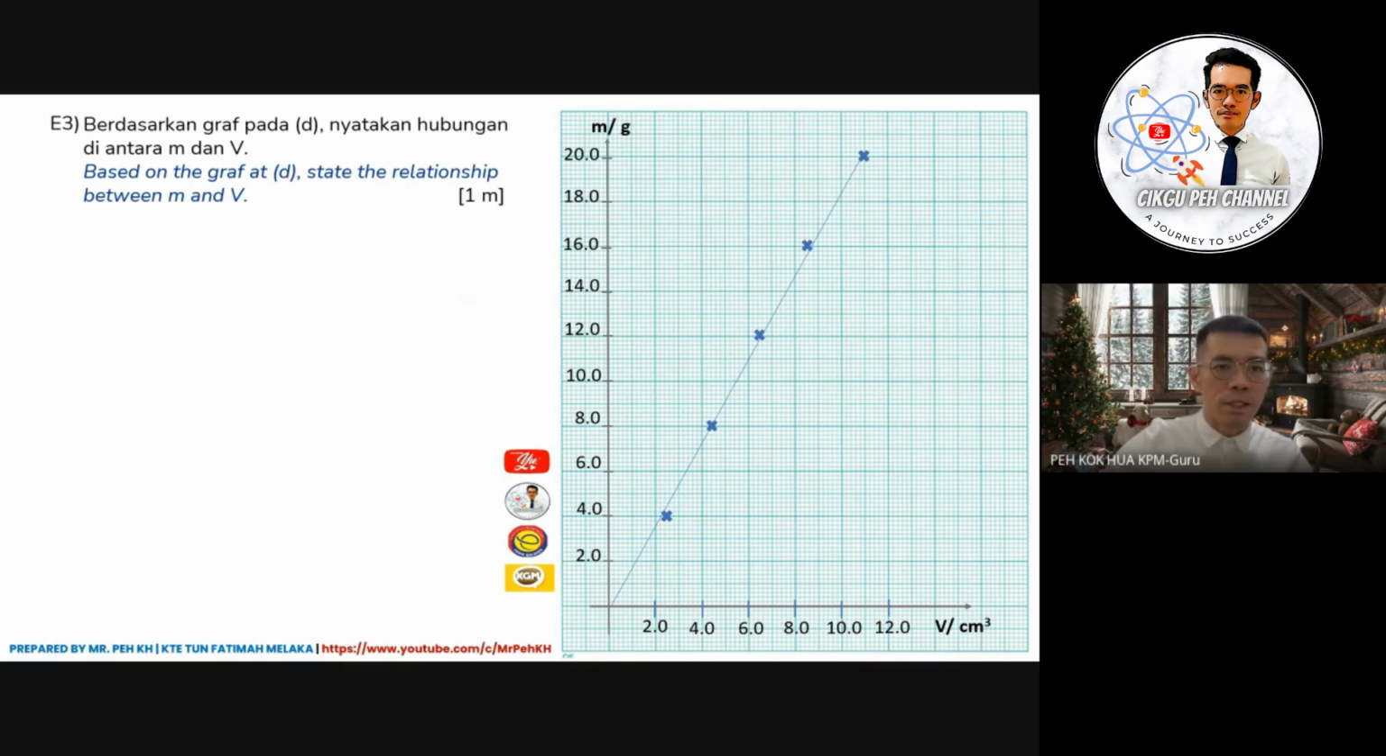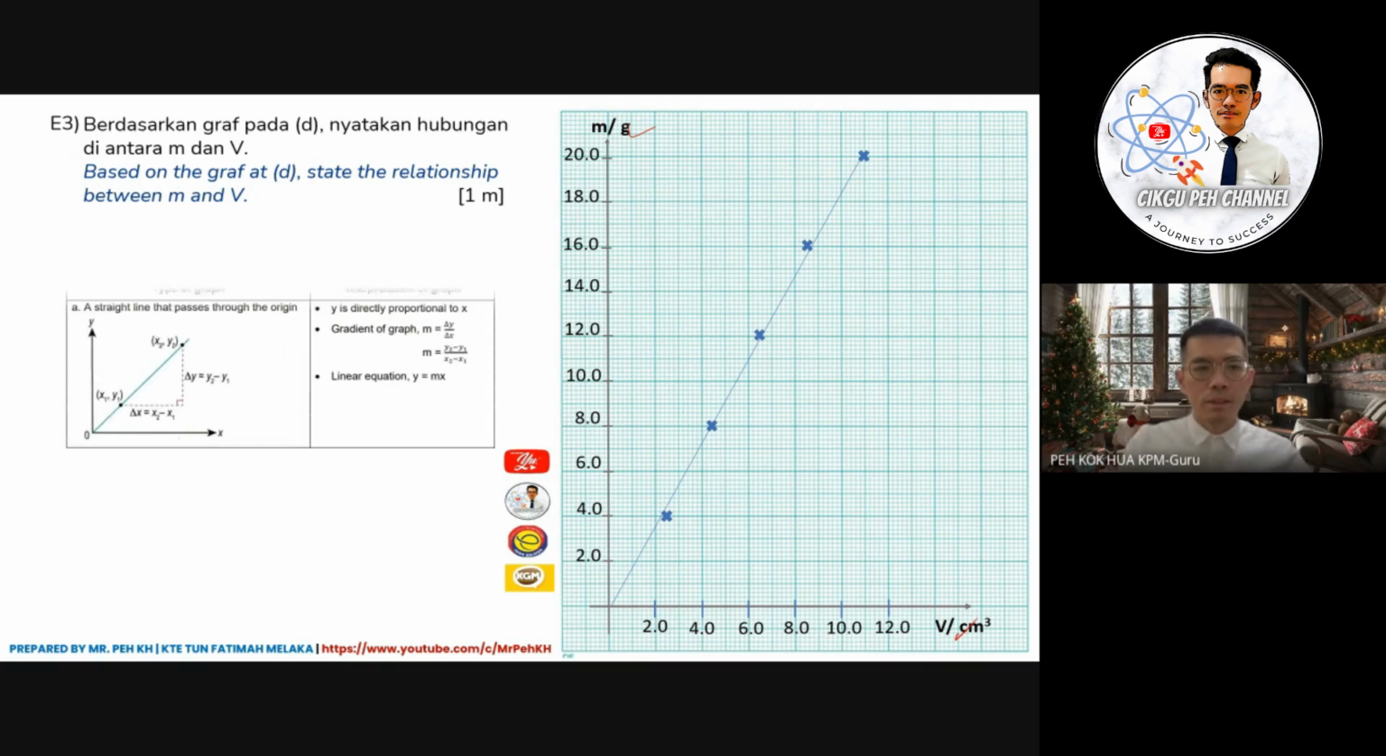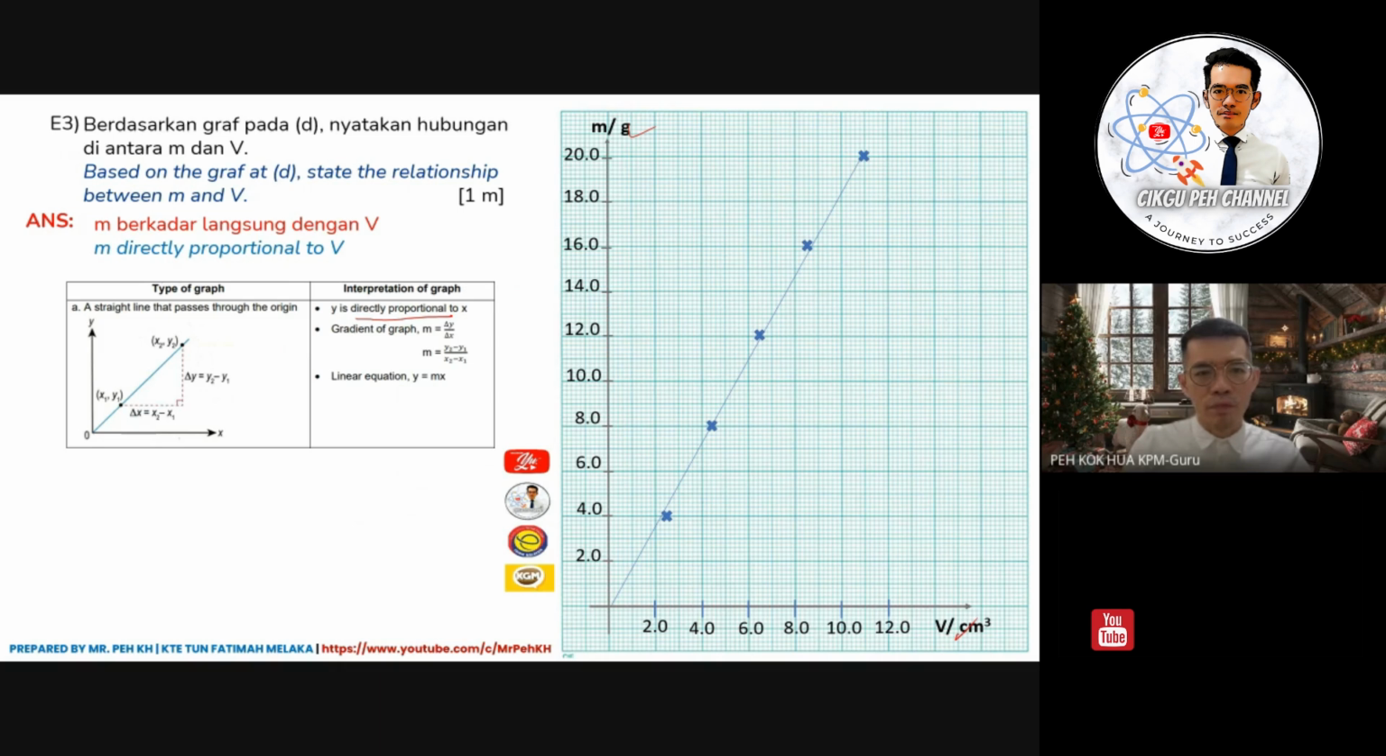Based on the graph at D, state the relationship between M and V. Okay, so here, the graph M against V, you can see the straight line is passing through origin. So it should be the type of question where Y is directly proportional to X. So the answer here should be M is directly proportional to V.